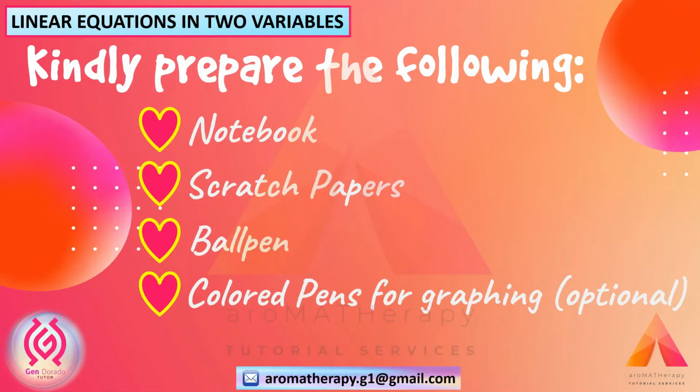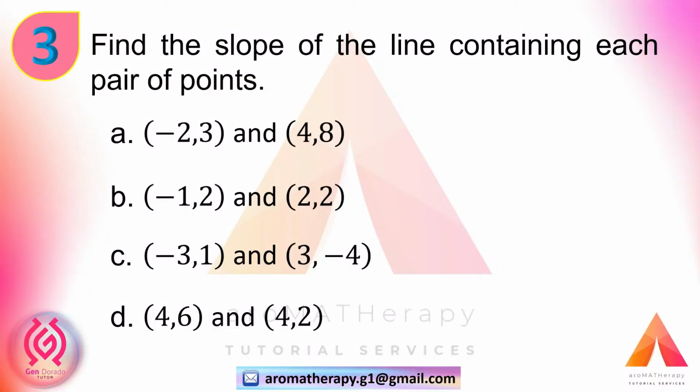Let's discuss the solutions and answers to your problem sets. Find the slope of the line containing each pair of points. A. Negative 2, 3, and 4, 8. B. Negative 1, 2, and 2, 2. C. Negative 3, 1, and 3, negative 4. D. 4, 6, and 4, 2.